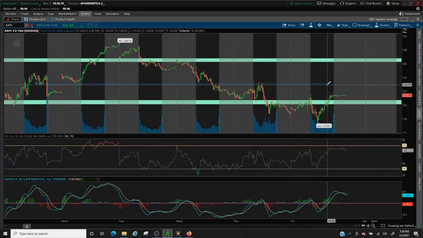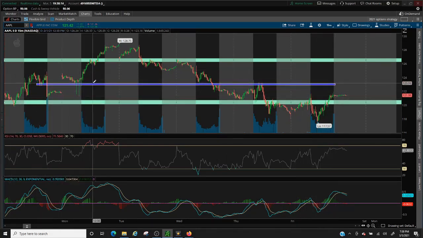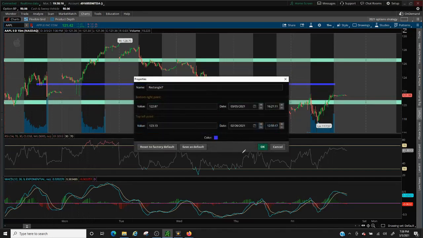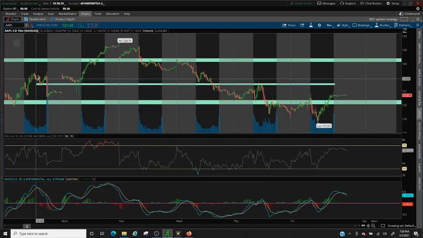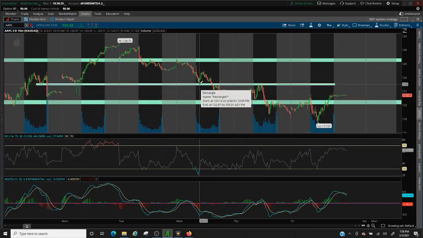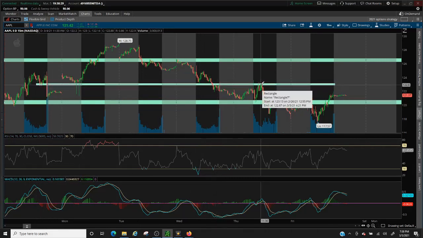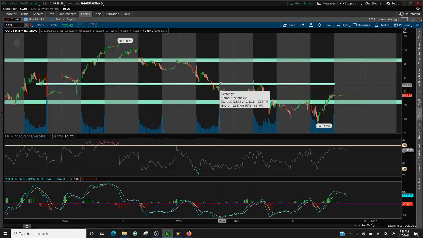Okay, and if you can't understand why I'm doing this, just look on this date right here. Let me make that a different color. Right here, it provided support. Right here, it provided support. Right here, it provided support. Right here, it provided resistance. Right here, it provided resistance. So the more times it touches that zone, the more it's going to validate that zone.